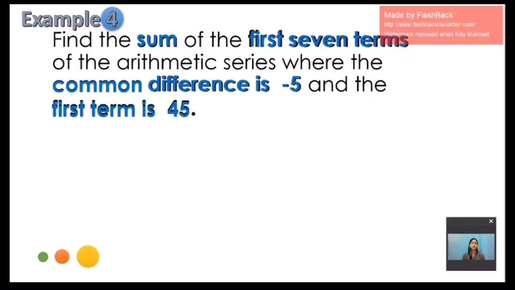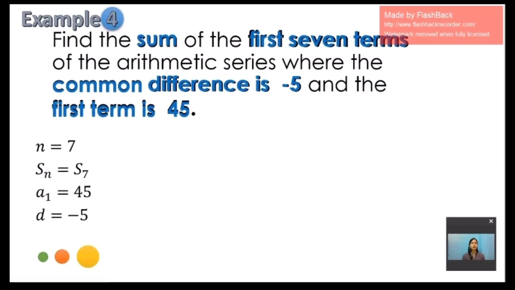So let us first write the given. n is equal to 7. Since you're asked to find the sum of the first 7 terms, then we have S sub n is equal to S sub 7. This is the unknown. And then a sub 1 is 45. Here we have the first term is 45. And then we have d is equal to negative 5. The common difference is negative 5.